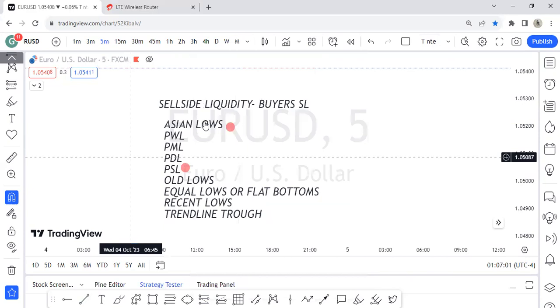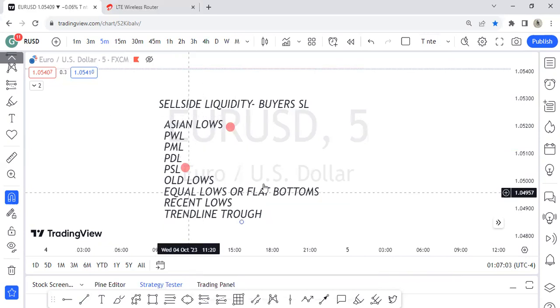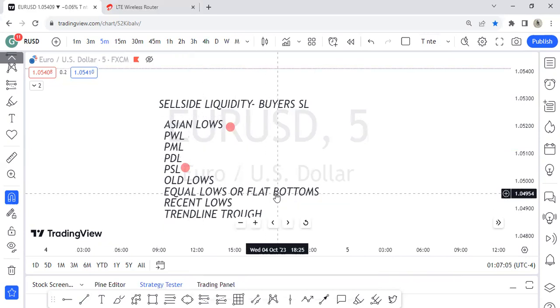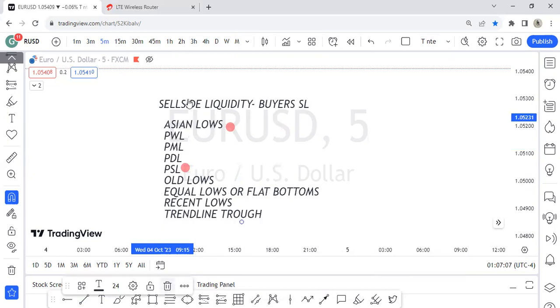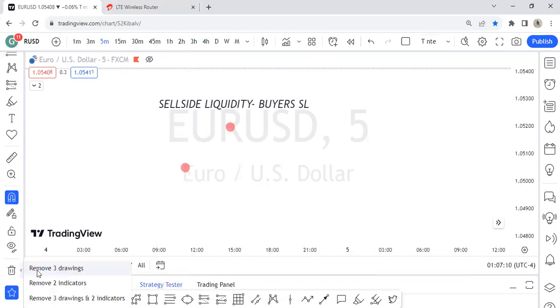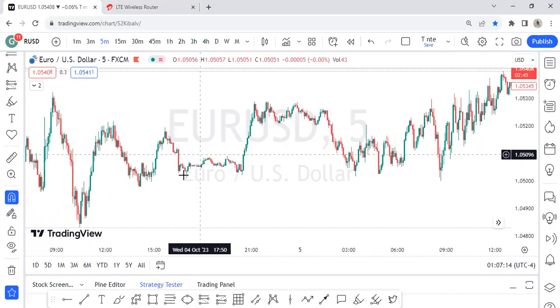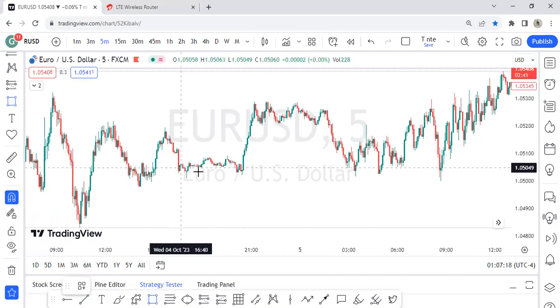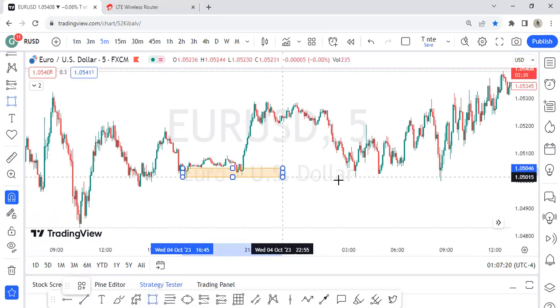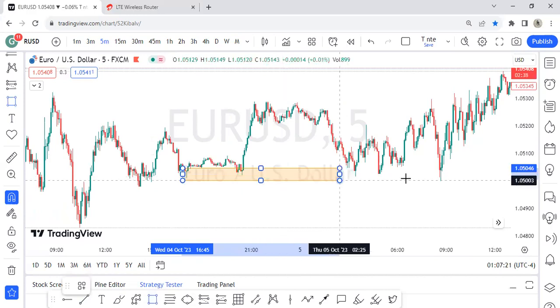So now let us quickly look at these things. Let's start with equal lows and flat bottoms. These are kind of social liquidity. So let us go to the charts now and look for equal lows and flat bottoms. You can see a flat bottom here. You can see this one is flat, or the lows are relatively equal. It does not have to be perfectly equal. You can also call it relatively equal.